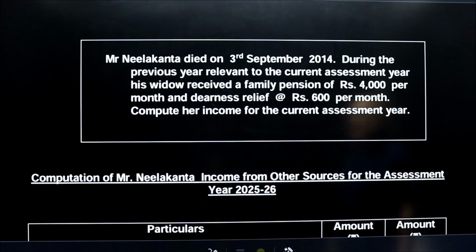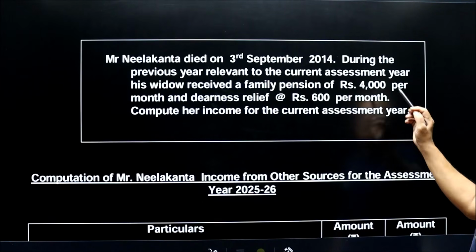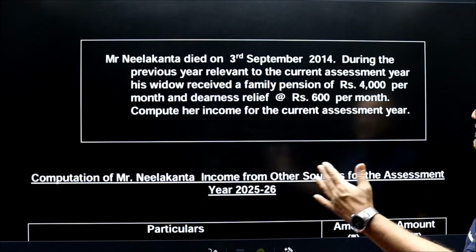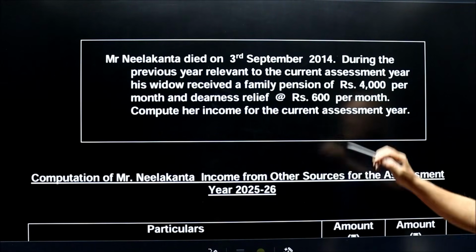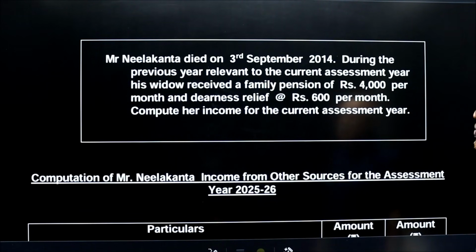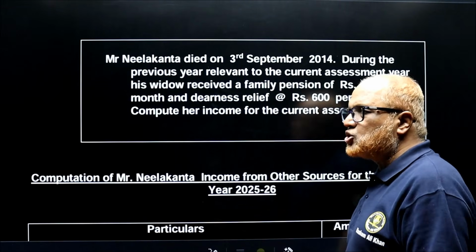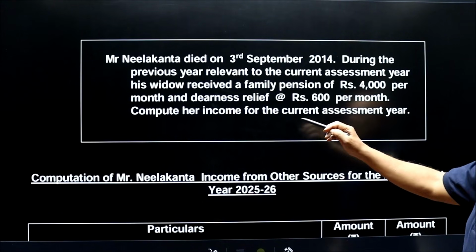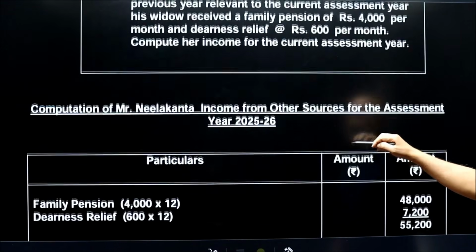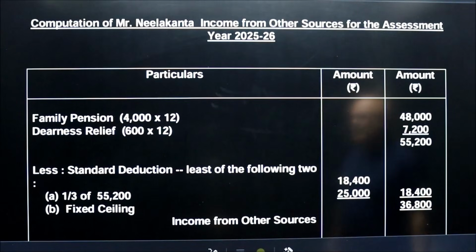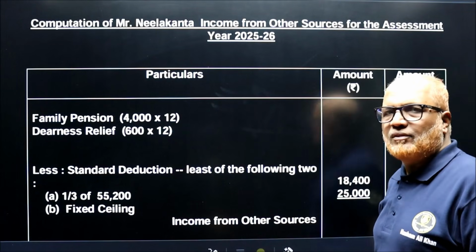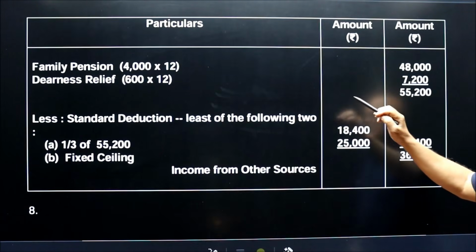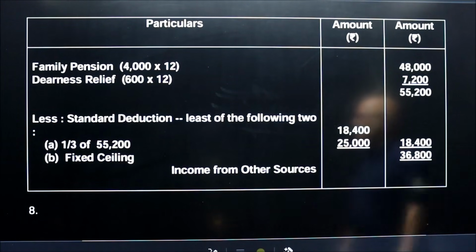Mr. Neelakanta died on 3rd September 2014. During the previous year, relevant to the current assessment year, his widow received a family pension of 4,000 per month. So 4,000 into 12, 48,000. And dearness pay 600 into 12, that is 7,200. So she is getting not only pension but also DA. Compute her income for the current assessment year. So computation of Neelakanta, income from other sources: family pension 4,000 into 12, 48,000, and dearness relief 600 into 12, 7,200. So total pension is 55,200.